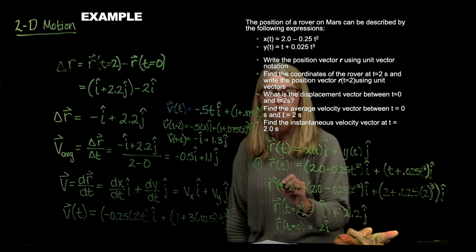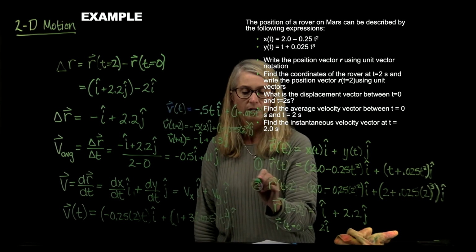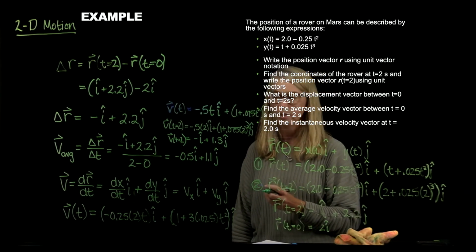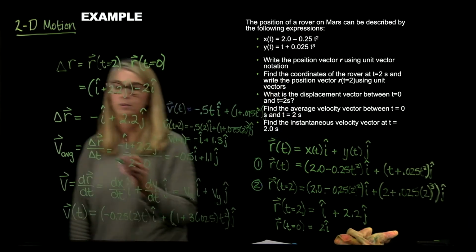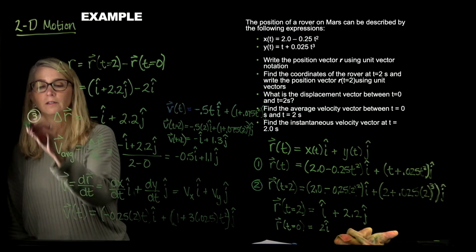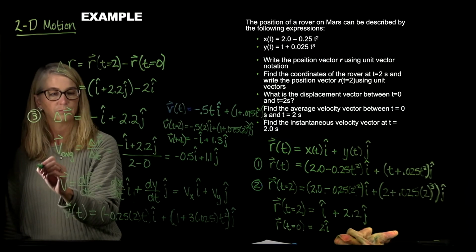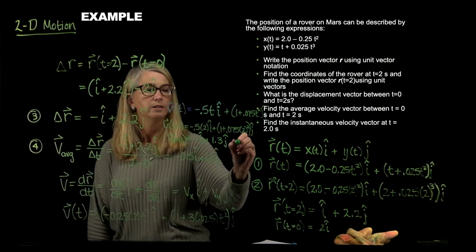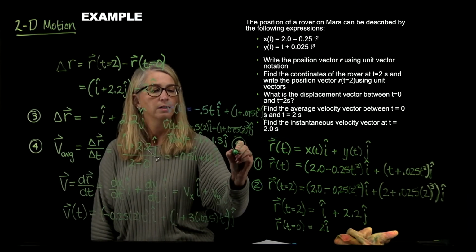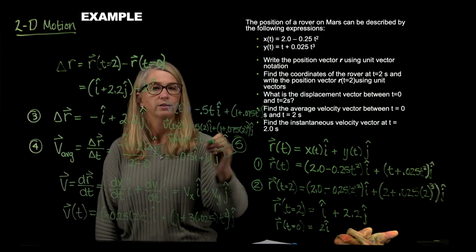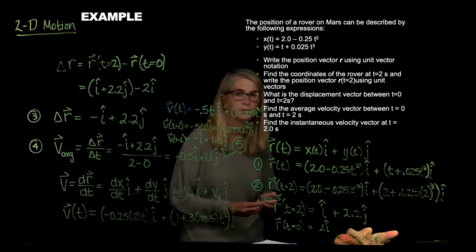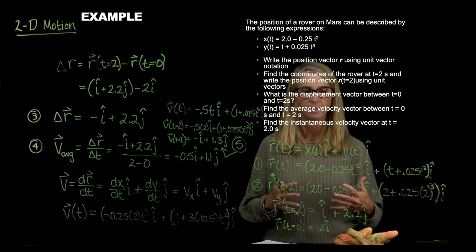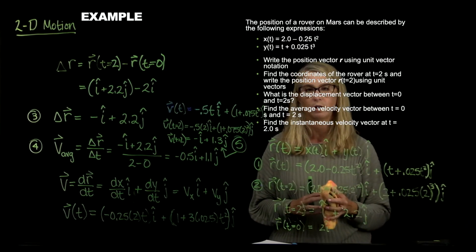The second part is found right here for the two position vectors. The displacement vector is found here. The average velocity vector is found here. And finally, the instantaneous velocity vector or answer is found right here. I know, it's kind of messy, but there was a lot of work. I wanted to show you all the steps.